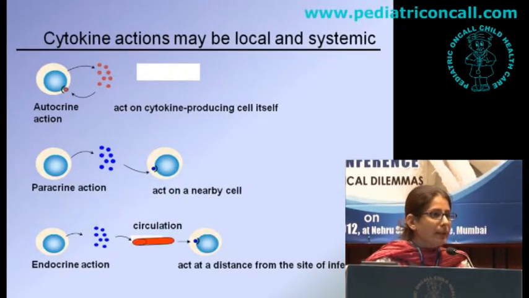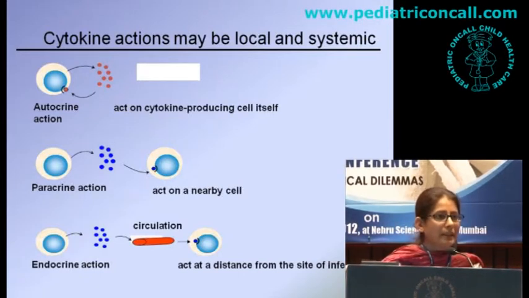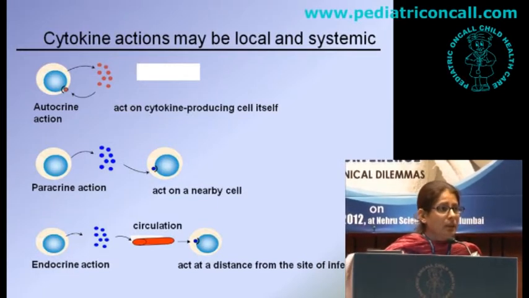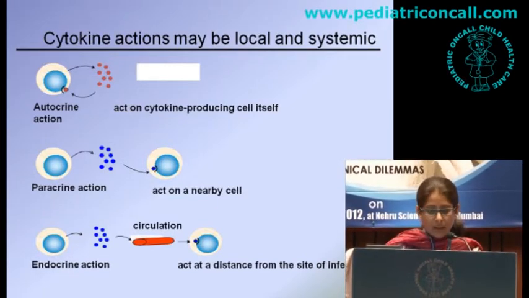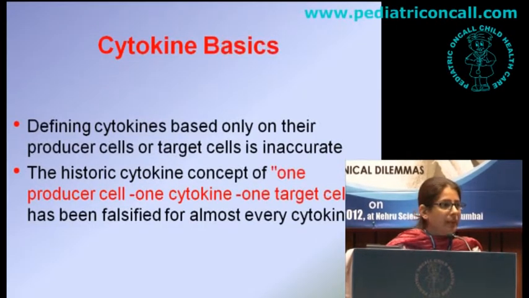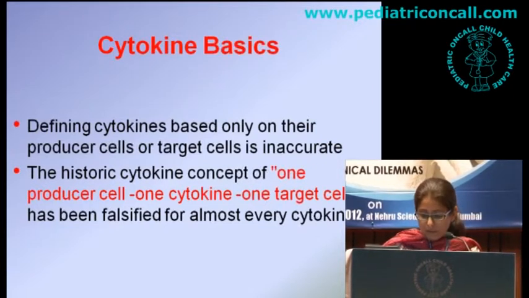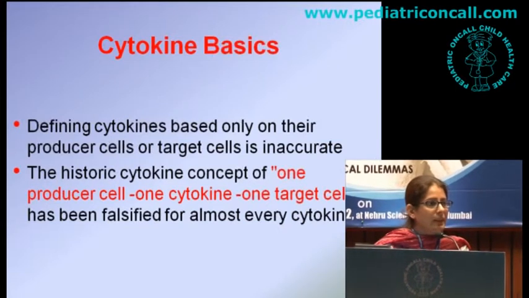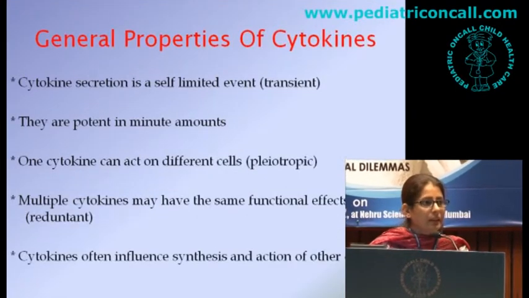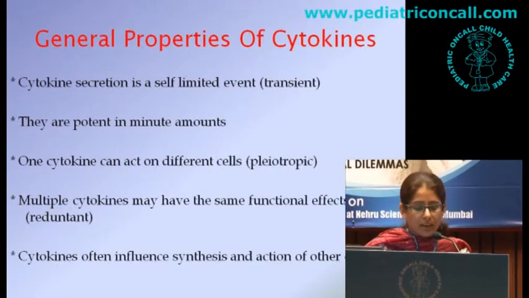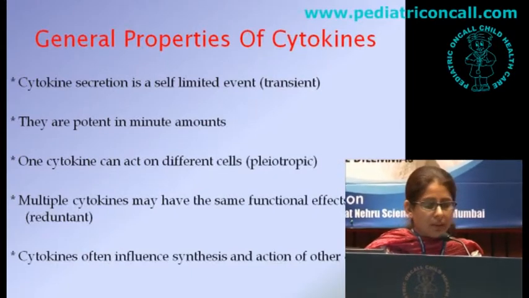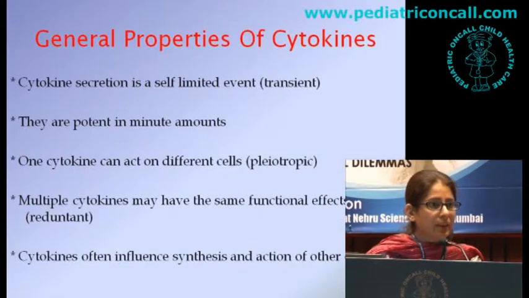Now the action may be either autocrine, acting on the cell which produces it, paracrine, which acts on the nearby cell, or endocrine, where it gets circulated by the bloodstream to various sites. Now the initial concept of one cell, one cytokine, one target cell no longer holds true. So here, in the next few slides, we'll see how one cytokine can act on different cells. They are potent in very minute quantities, and it's a self-limited event. It's a very transient action which the cytokines have.